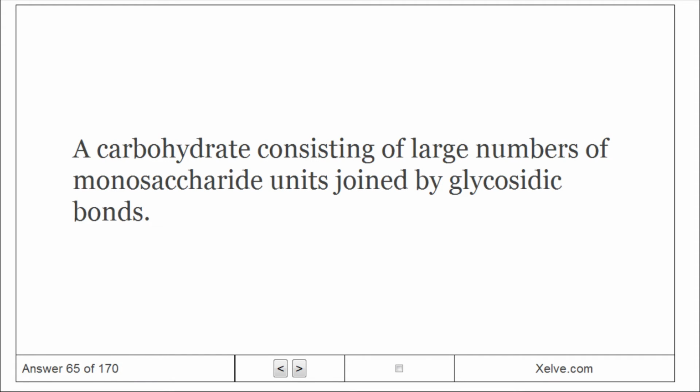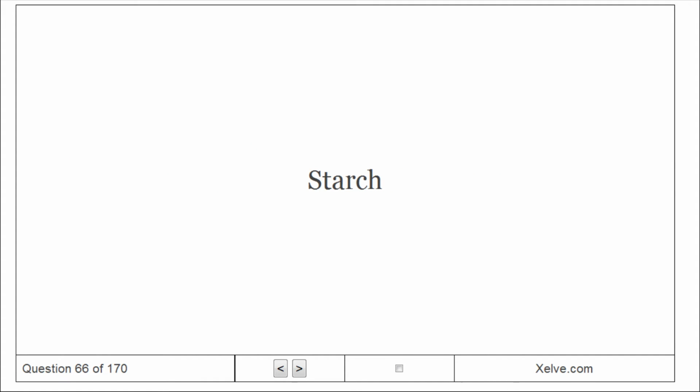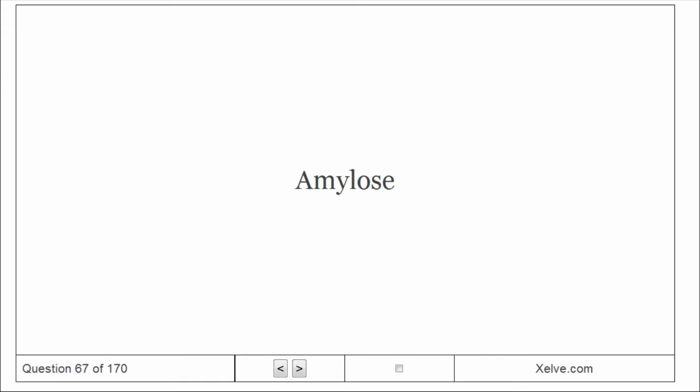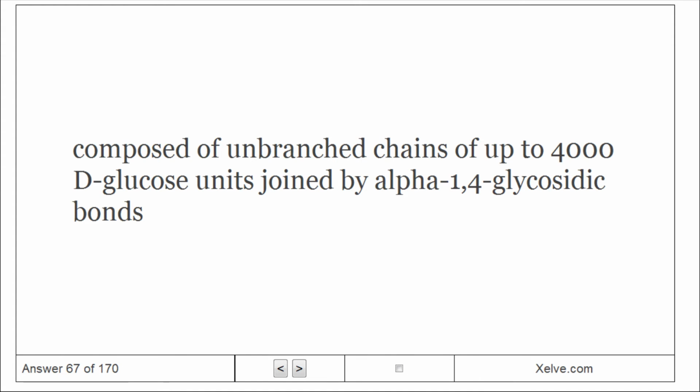Polysaccharides. A carbohydrate consisting of large numbers of monosaccharide units joined by glycosidic bonds. Starch. A polymer of D-glucose, can be separated into amylose and amylopectin. Amylose. Composed of unbranched chains of up to 4,000 D-glucose units joined by alpha-1,4 glycosidic bonds.